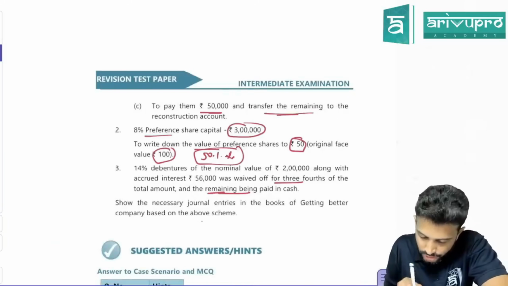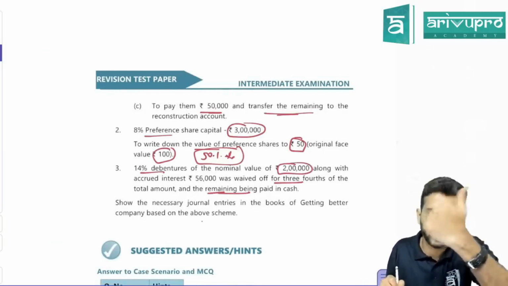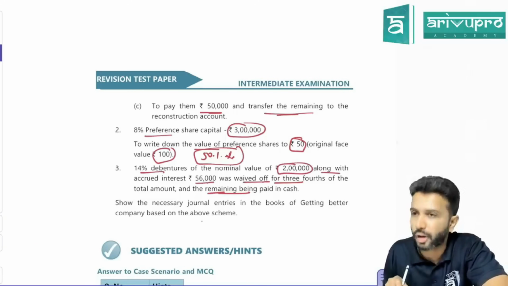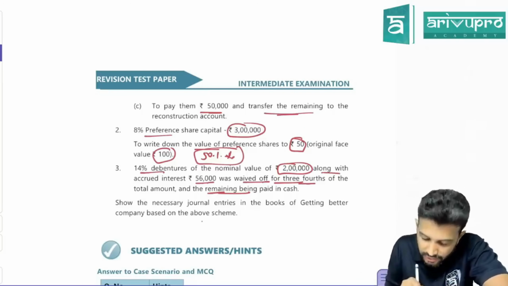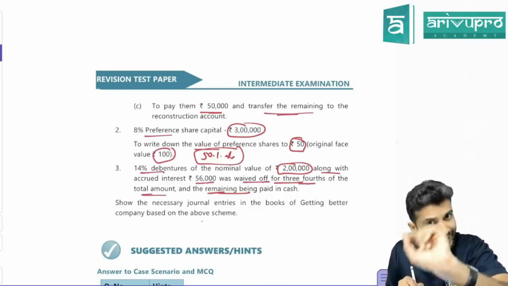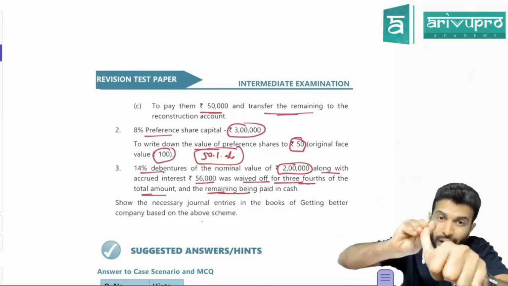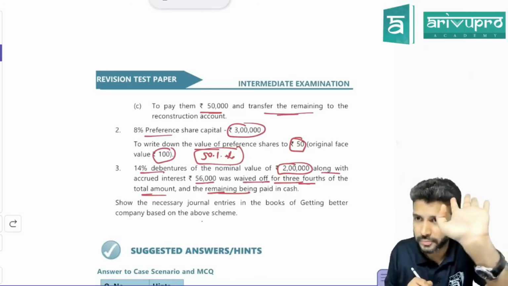Next, what is next to 14% debentures of the nominal value? Nominal value means face value, 2 lakh, along with accrued interest of 56,000, was waived off. Hang on, read further. Was waived off for 3/4 of the total amount. So is the entire thing sacrificed or only 3/4? 3/4 of the debenture value and 3/4 of the interest. Both are waived off. Okay.